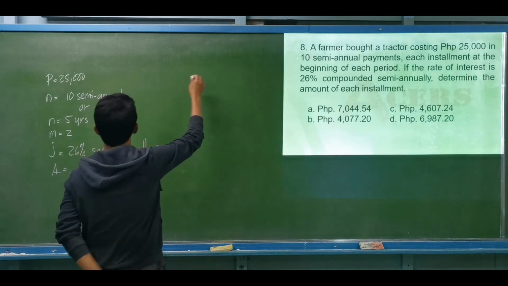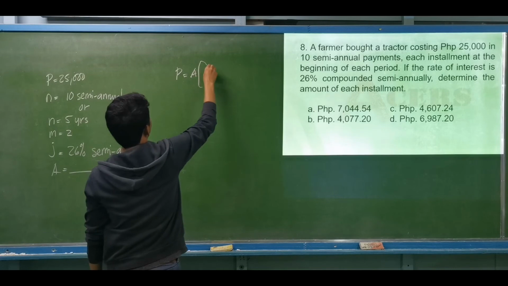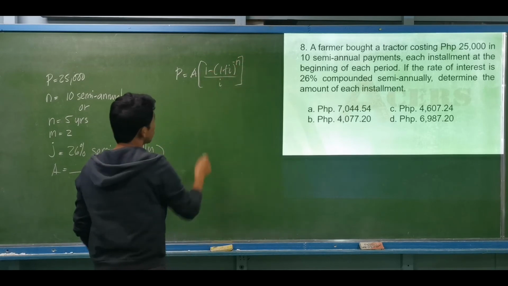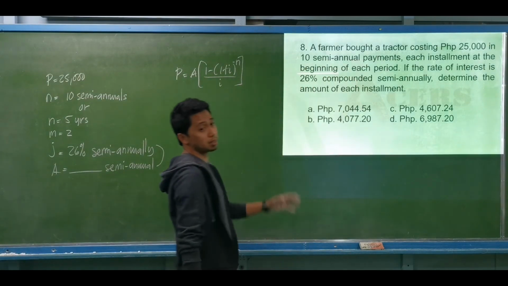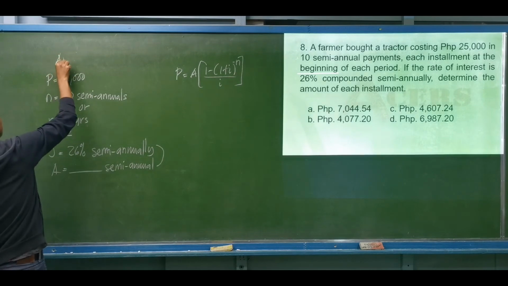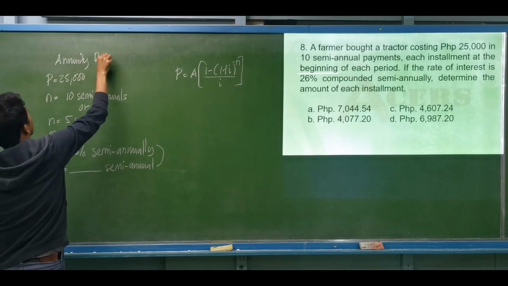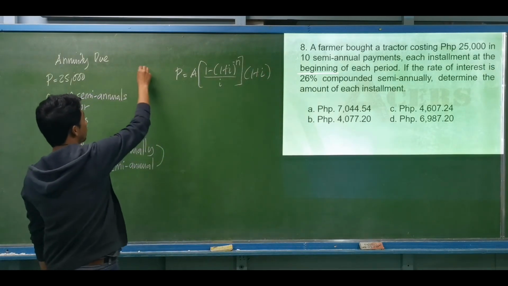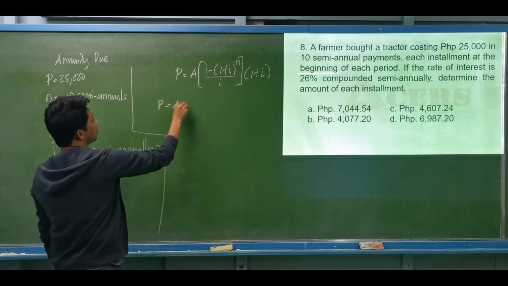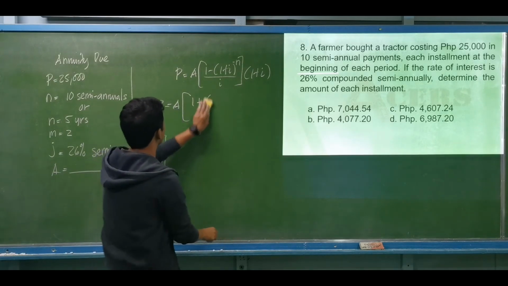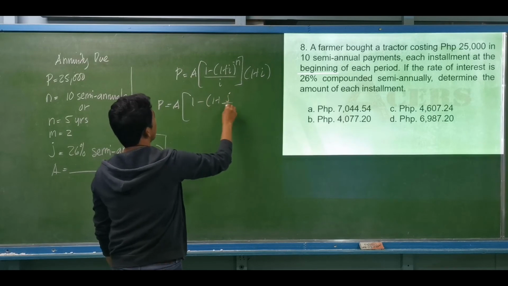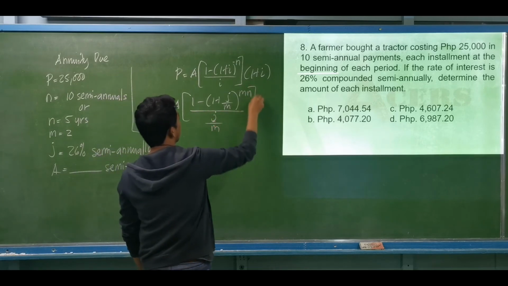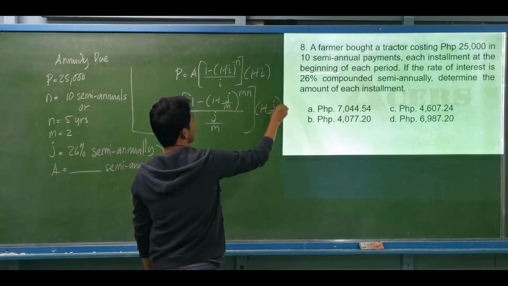So we are looking for the payment. The given value is a present amount. Present amount is the annuity multiplied by 1 minus 1 plus I raised to negative n, divided by I. But as you can see, we use the term beginning. So if it is a beginning, this is an example of an annuity due. If we have an annuity due, we have an additional multiplier, 1 plus I. We may expand this equation as the present amount equals the annuity multiplied by 1 minus 1 plus j over m raised to negative m times n, divided by j over m. If it is an annuity due, we have a multiplier of 1 plus j over m.